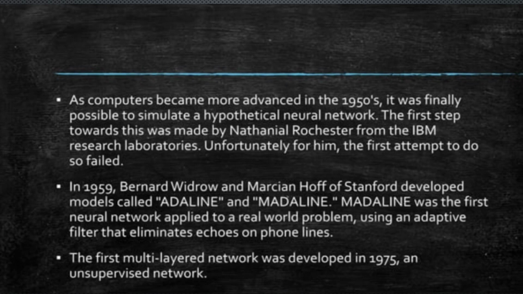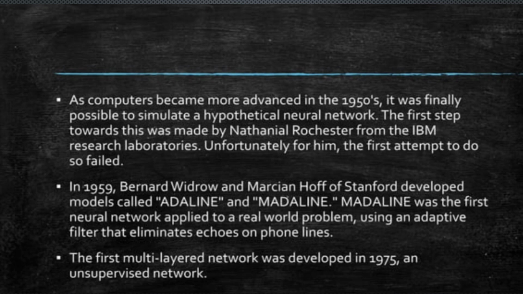As computers became more advanced in the 1950s, it was finally possible to simulate a hypothetical neural network. The first step towards this was made by Nathaniel Rochester from the IBM Research Laboratories. Unfortunately for him, the first attempt to do so failed.